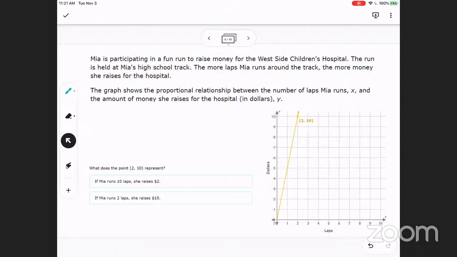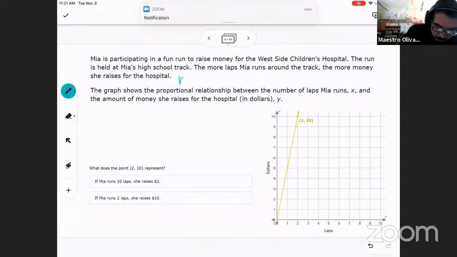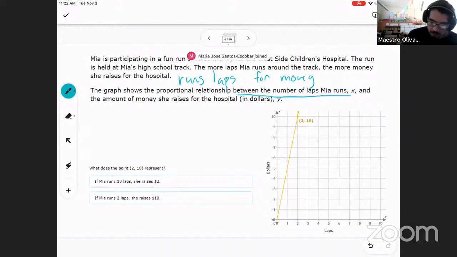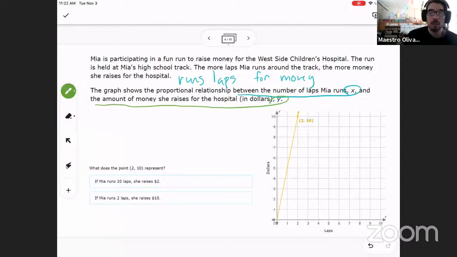The situation is that Mia, the more laps that she runs, the more money that she gets. Yeah, she runs laps for money. Thank you so much. Okay, so this situation is about running laps. So this person, Mia, she's running around laps, and every time she runs a lap, she gets money. The graph shows a proportional relationship between the number of laps she runs, which is X, and the amount of money she raises for the hospital, which is Y.